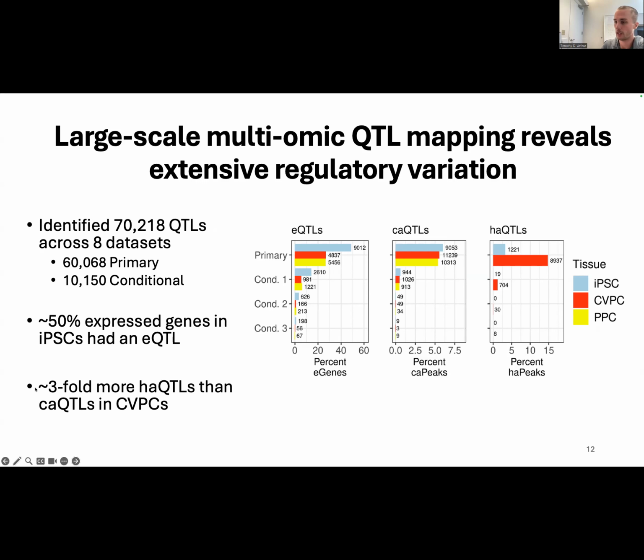We also found that there are threefold more HA-QTLs than CA-QTLs in CVPCs. You can see that only 5% of ATAC-seq peaks in the cardiac cells have a CA-QTL, and 15% of the ChIP-seq peaks in the cardiac cells have an HA-QTL. So this is a good indication that ChIP-seq may be a good molecular phenotype to investigate for trying to identify regulatory variation.